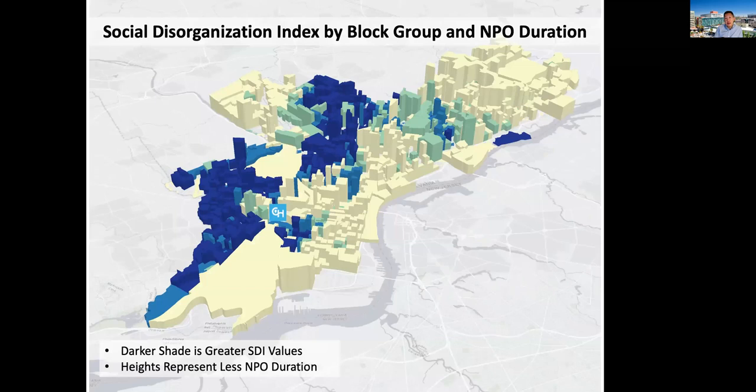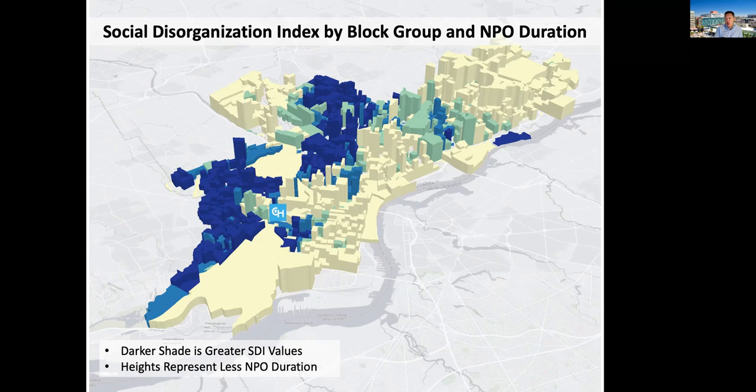And then we built a map based on this social disorganization index by the block group and fasting duration. For example, on this three-dimensional map, these blocks actually don't represent building heights. They're actually a map of our social disorganization in our city by census and by block group and fasting duration from electronic health record data. And what we can see here is that just to the left of our hospital, there are very dark shades of blue, and the darker shades represent greater social disorganization index values. So essentially the lower socioeconomic status neighborhoods. And the heights represent less NPO duration.